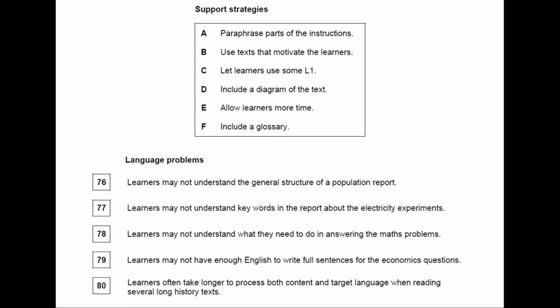78. Learners may not understand what they need to do in answering the math problems. In this case, we can paraphrase parts of the instructions. 79. Learners may not have enough English to write full sentences for the economics questions. In this case, we can let learners use some L1. Number 80. Learners often take longer to process both content and target language when reading several long history texts. In this case, we can allow learners more time. Now, let's take a look at the answers.